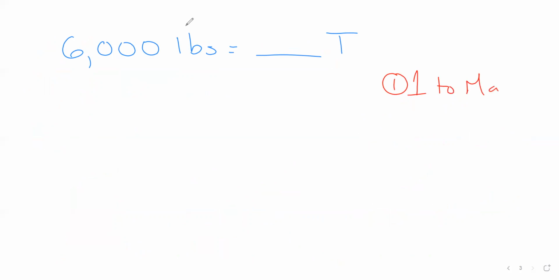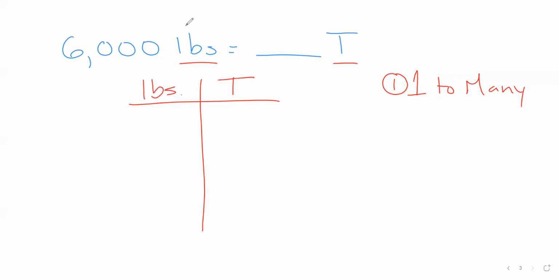I know this still feels confusing, and this is what I mean by the one to many. You're going to build a T-chart. You're going to put your 2 units of measurement in there, so pounds and tons. And then one of these pounds or tons has to have the number 1 in it. And that's where you go back and find, well, what is the one to many? Is it 1 pound equals many tons, or is it 1 ton equals many pounds?